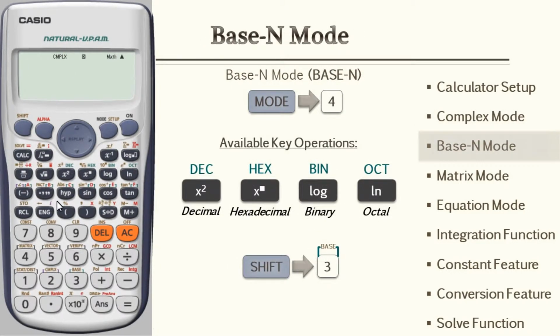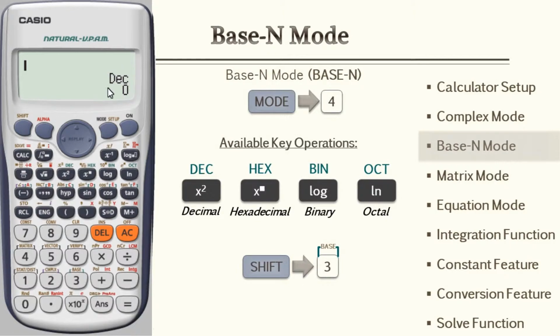Now let's go over the base N mode. Base N mode lets you actually perform calculations and conversions in several different base unit forms, such as decimal, hexadecimal, binary, and octal. So let's jump in and go change our mode to base N mode. So it's going to be mode, and then option 4, which is base N. So now we're in base N mode.